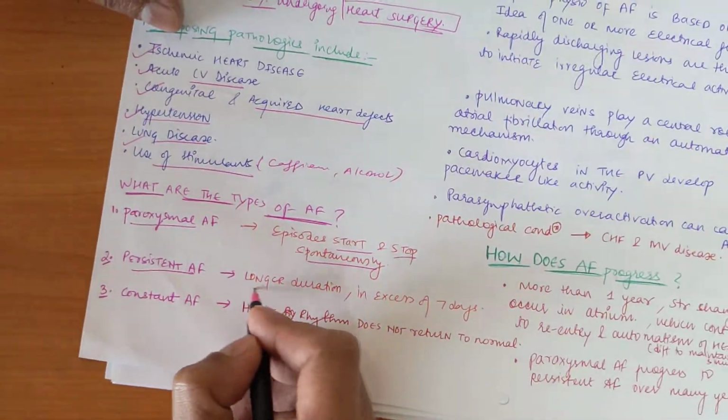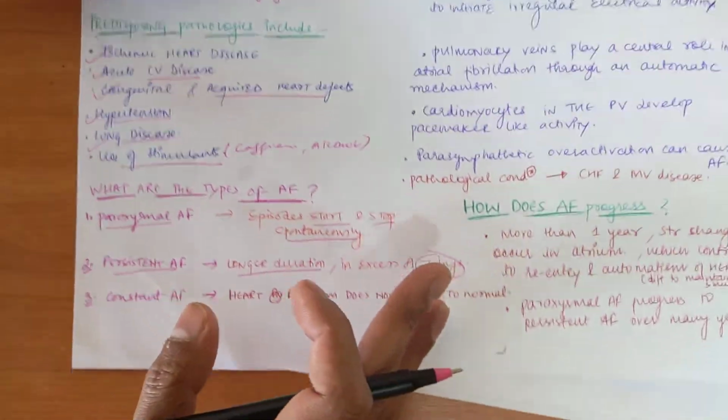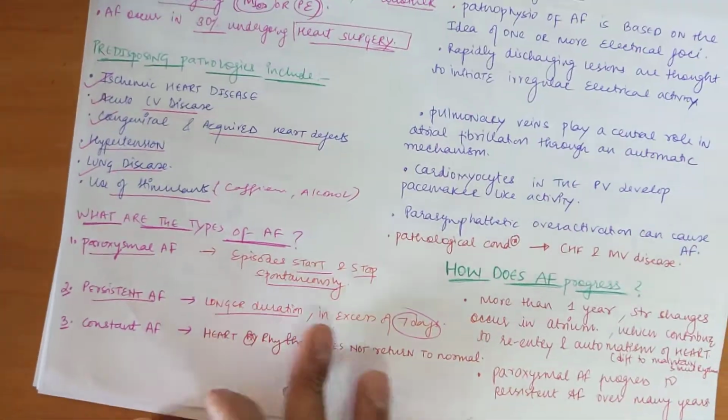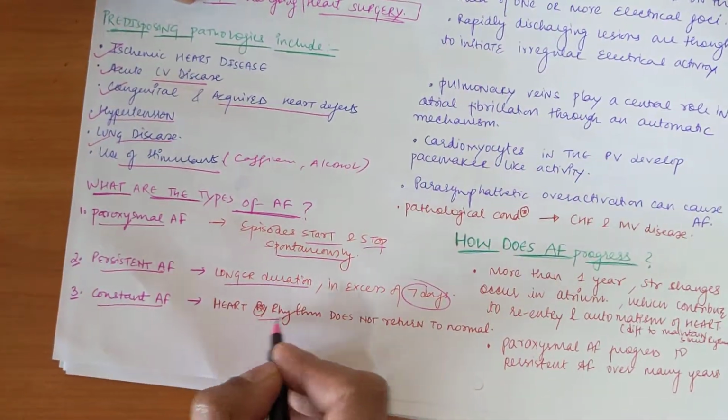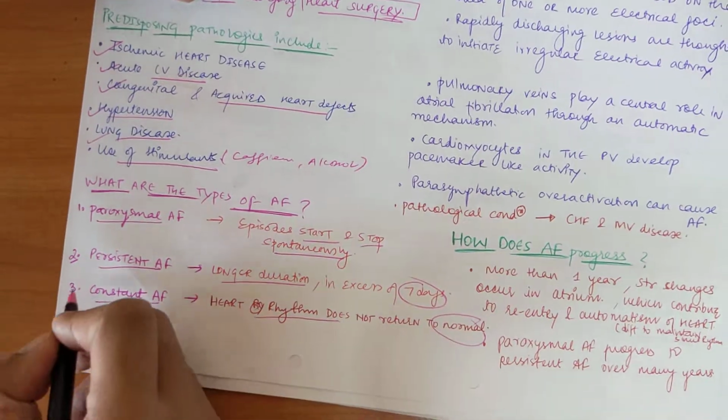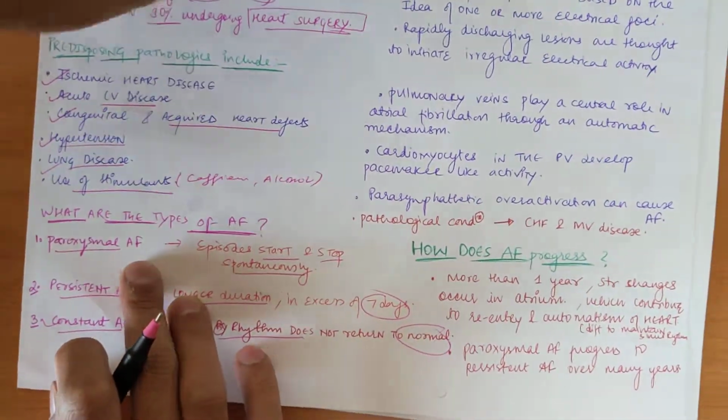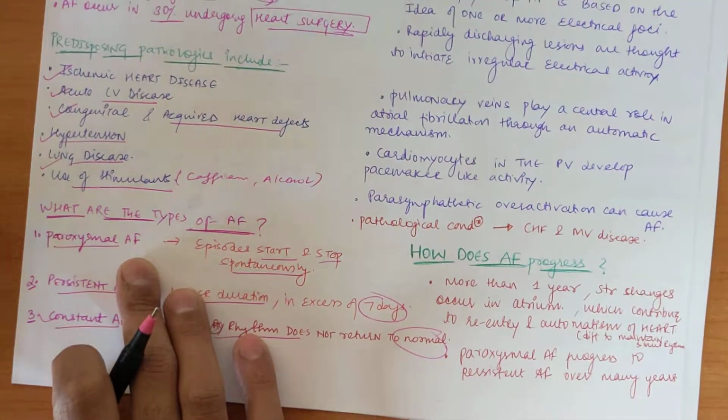Persistent means it persists for a longer duration, more than 7 days, so we call it persistent AF. Constant means the heart rhythm does not return to normal, and that type of atrial fibrillation is called constant atrial fibrillation.